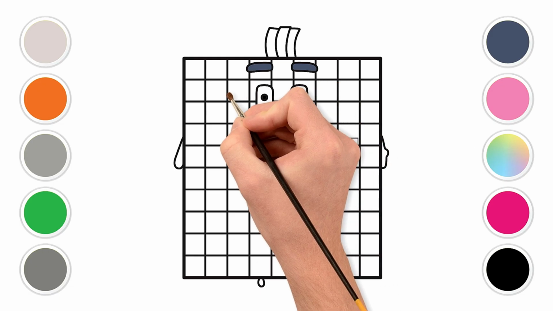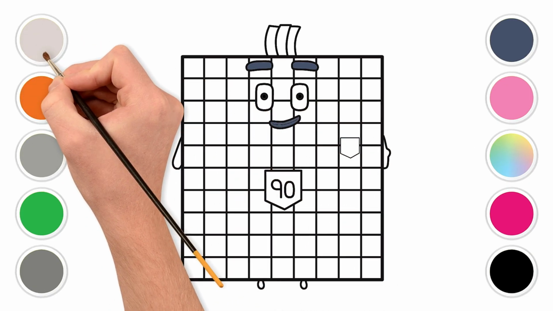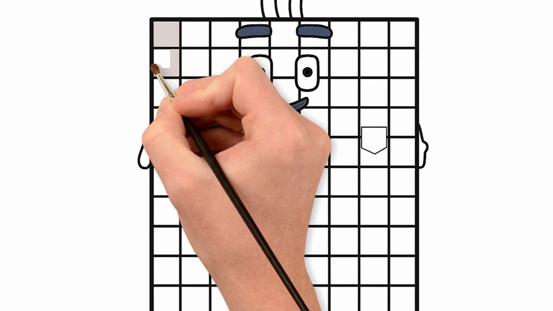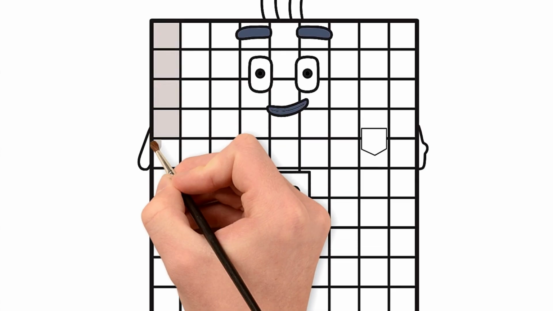Let's color 90's blocks using different shades of gray. Color the first 3 columns with light gray. That's L-I-G-H-T. G-R-A-Y, light gray.